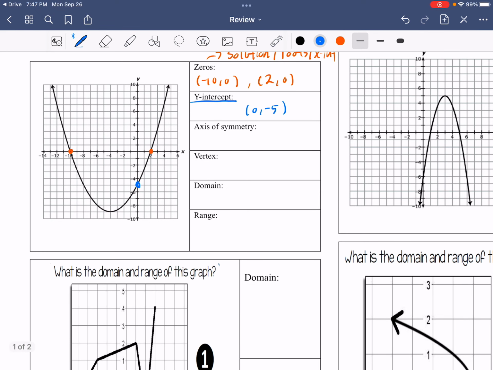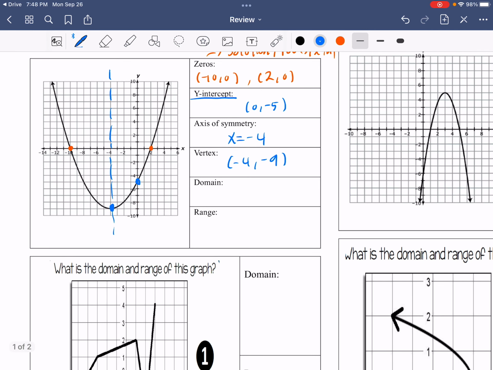Now, axis of symmetry. The axis of symmetry is where this line cuts the parabola in half. And as you can see, this line cuts the parabola in half where it touches x equals negative 4. So x equals negative 4. This is the axis of symmetry. The vertex is the highest or lowest point. So it's going to be right here, this point, which is (negative 4, negative 9).